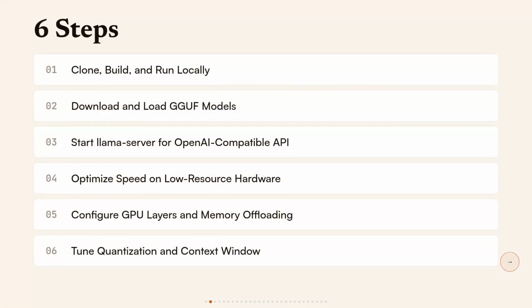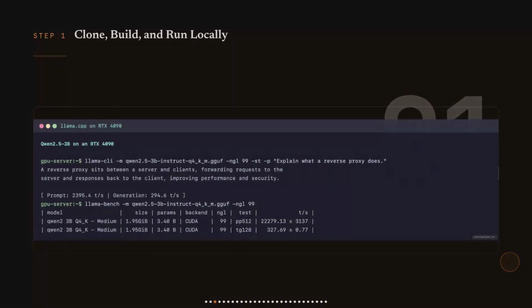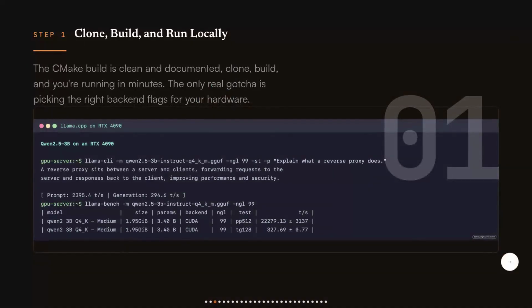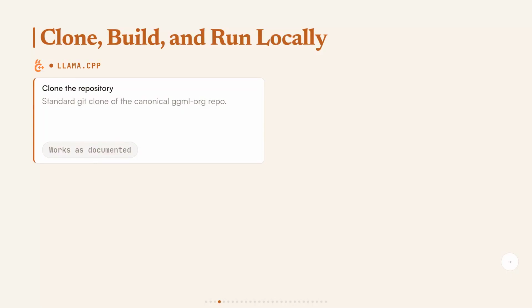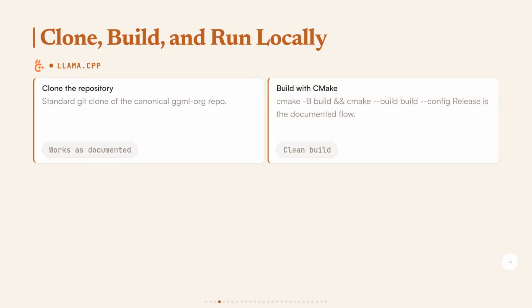By the end of this video, you'll know exactly which of these 6 steps just work, and which ones hide a real gotcha. Step 1 is the foundation, and according to official docs, it's clean. Clone the canonical repo at ggml.org/llama.cpp, run cmake -B build, then cmake --build build --config Release, and your binaries land in build/bin. llama-cli -m model.gguf -p "hello" -n 128 gets you inference on the first try.